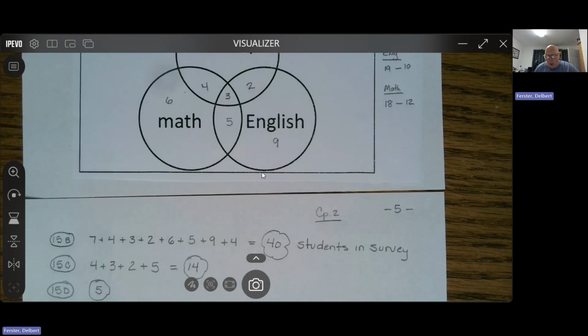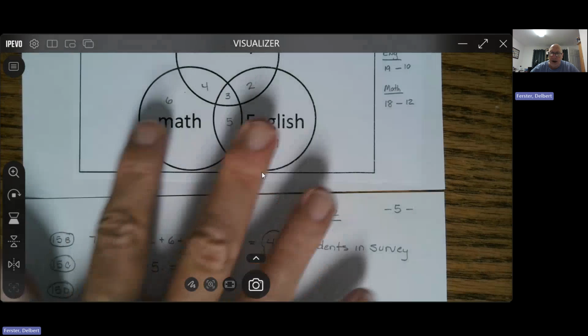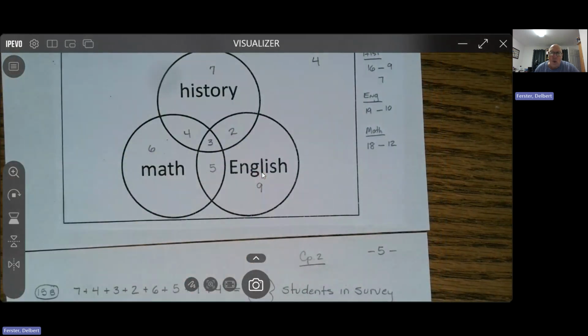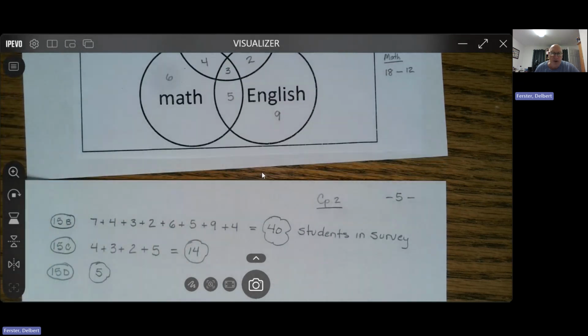Part C says how many people liked at least 2 of the subjects. So you'll see that these 4 and these 3 and these 2 and these 5 all liked at least 2. So we'll be adding those numbers, 4 plus 3 plus 2 plus 5. That's 14 people liked at least 2 of the subjects. Last part says how many people liked English and math, but didn't like history, and that's just 5. And that takes care of our Venn diagram problem.